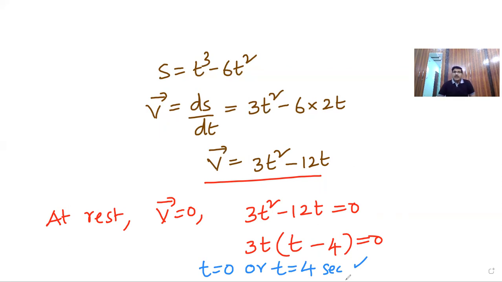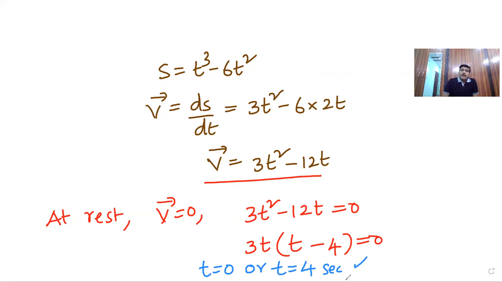That means velocity is becoming 0. Velocity is 0 at t is equal to 0 seconds, or velocity is 0 at t is equal to 4 seconds. That means body is at rest at t is equal to 0 seconds, or body is at rest at t is equal to 4 seconds. Is it clear? At t is equal to 0 seconds, body is at rest, that means velocity is 0. At t is equal to 4 seconds, body is at rest. Velocity is becoming 0.